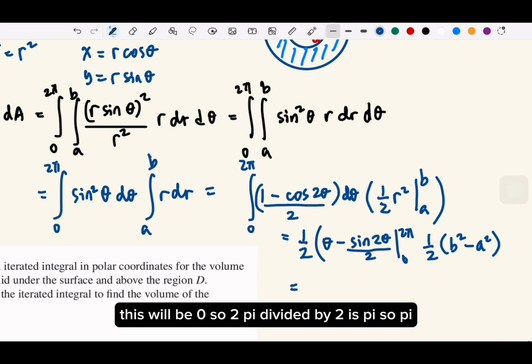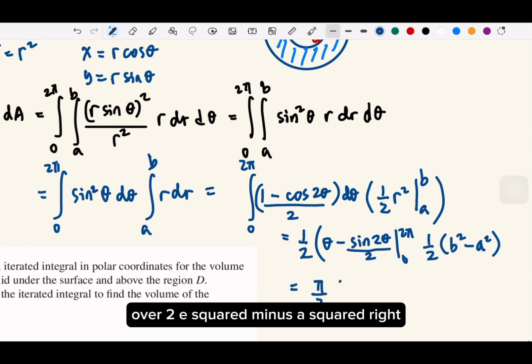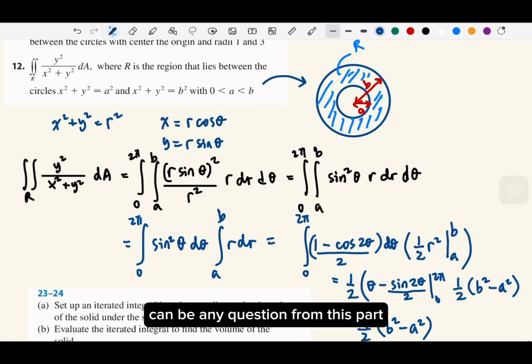This will be 0, so 2 pi divided by 2 is pi, so pi over 2 times (b squared minus a squared), right? The rest is 0. Okay, that's it. Maybe any questions from this part?